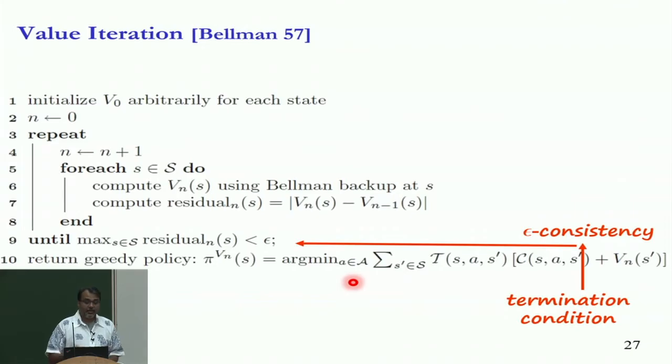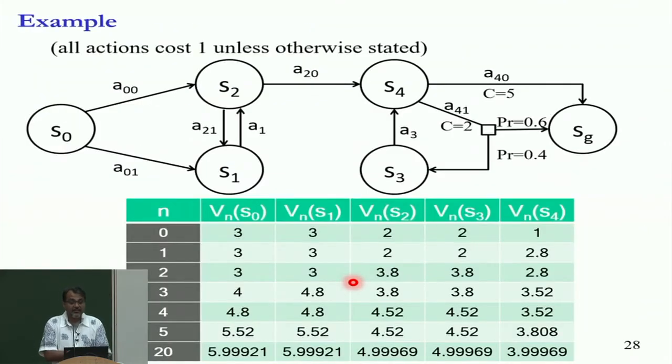For example, if I randomly initialize everything, it does not matter how I initialize, and I run value iteration, then over a few iterations, as you can see, n going from 0, 1, 2, 3, 4, 20, you start to see that these numbers are converging, and these numbers converge as arbitrarily close to the optimal as you want it to be, determined by epsilon.